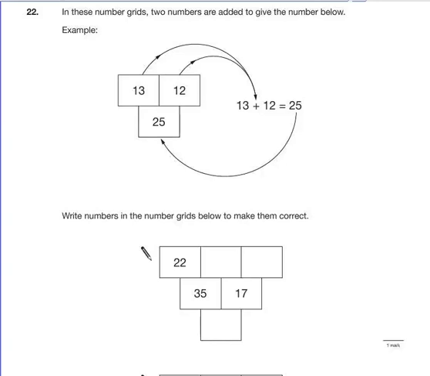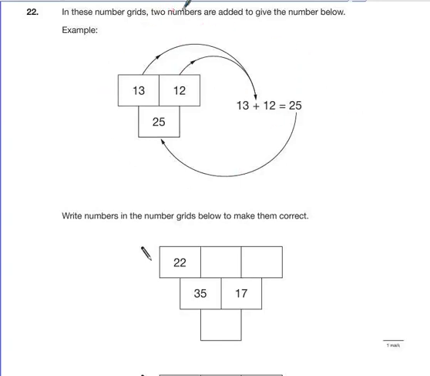Question 22. In these number grids, two numbers are added to give the number below. Now some people get very confused with this because they look at the diagram and think it's very complicated, I don't know what I'm doing. But just read it carefully and look at the numbers. Everything you need is in this diagram.